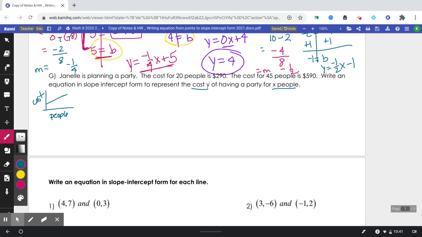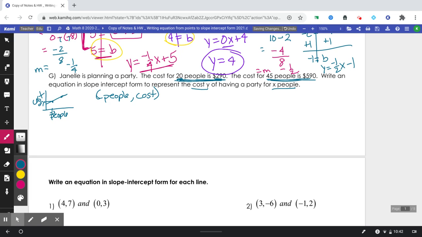Okay? So right here, these are actually your ordered pairs. If these were points on our line, if we went over 20 and 290, let's say this is 20 and this is 290, that would be a point on our line. 45, 590. So we would go over to 45, up to 590. There's a second point. Notice these are the coordinates. X is your people, Y is your cost.